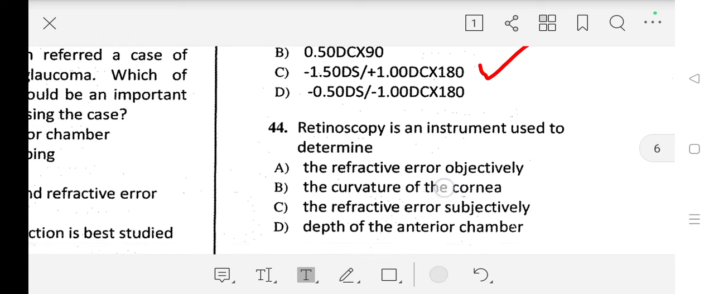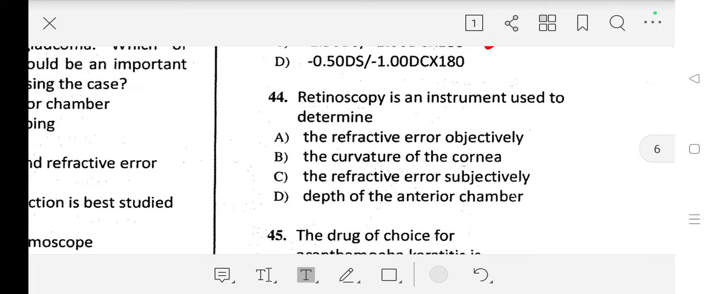Our next question is, retinoscopy is an instrument used to determine: A. part the refractive error objectively, the curvature of the cornea, the refractive error subjectively, depth of the anterior chamber. Our right answer is A, part the refractive error objectively.